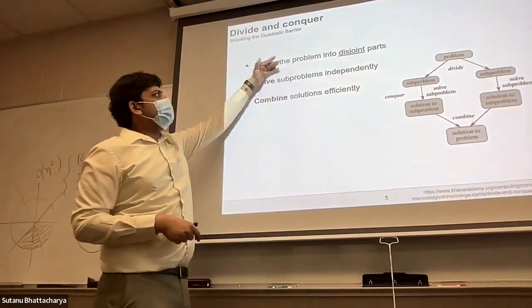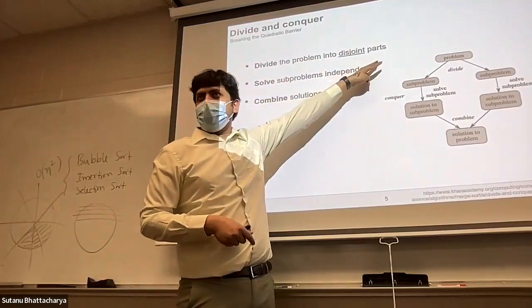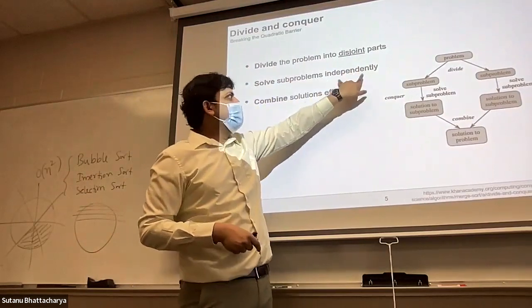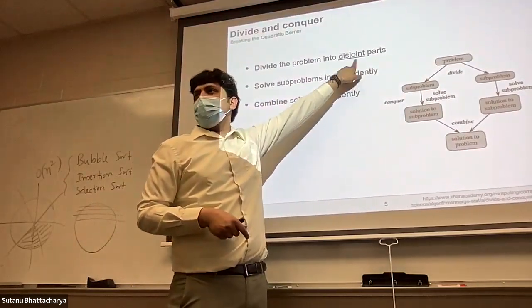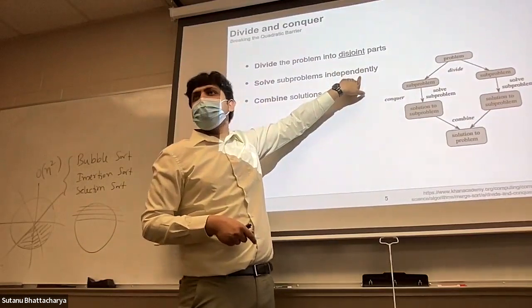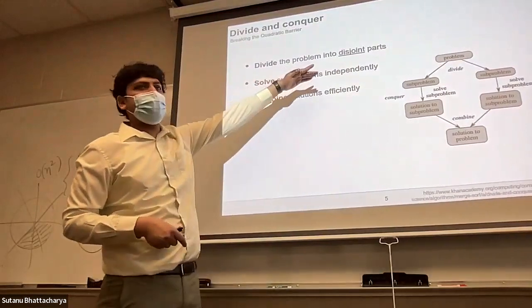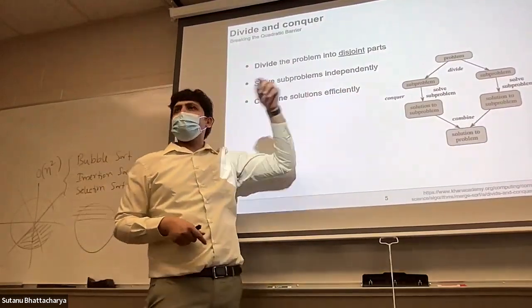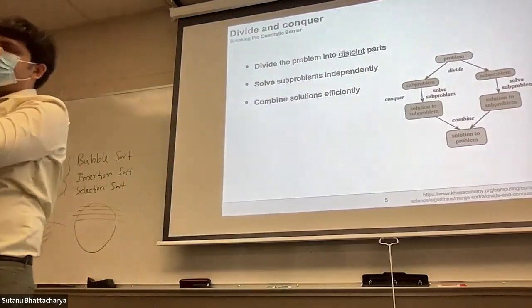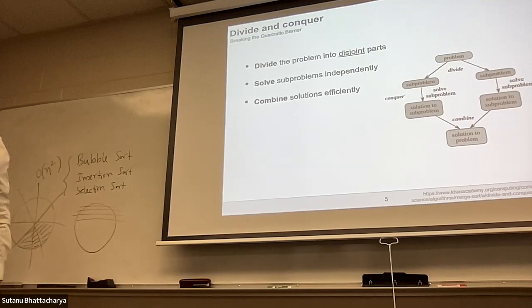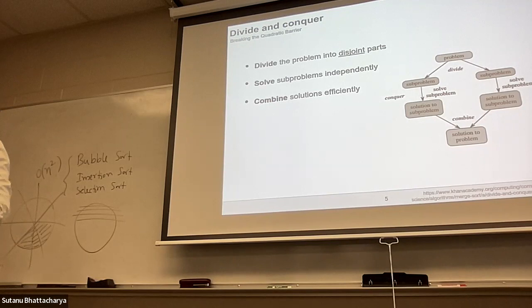So first thing is divide the problem into disjoint sub-problems. Then solve each sub-problem independently. That's why you need to solve each sub-problem independently. If there is an overlap, you cannot solve it independently. So it should be disjoint. Solve it independently, and finally combine the solutions efficiently. So these are the three steps in divide and conquer. First divide the problem into smaller, disjoint sub-problems, then solve each sub-problem independently and combine the solutions. That's all.